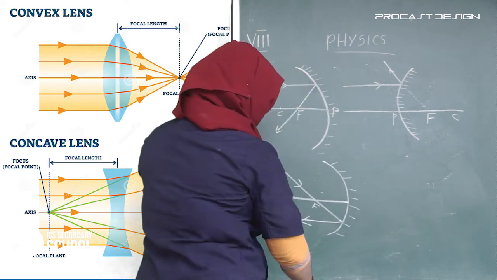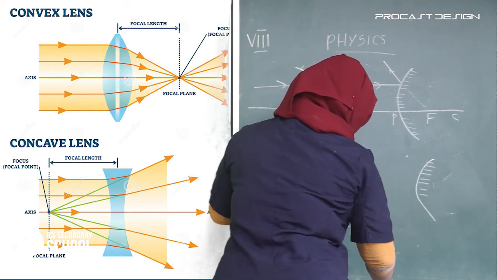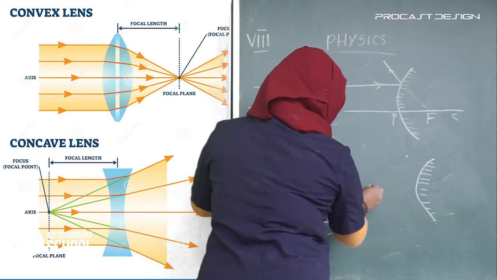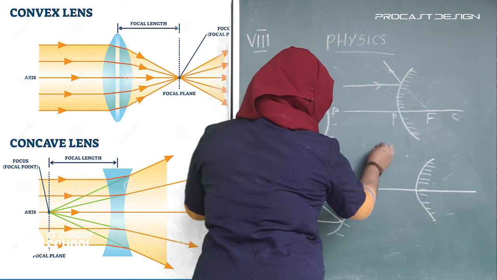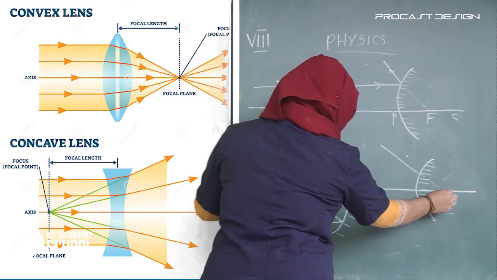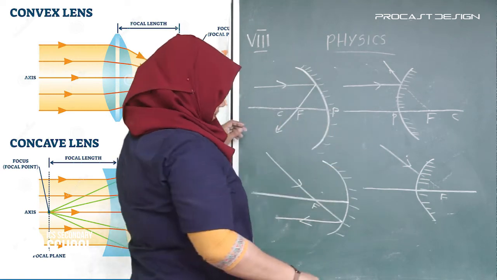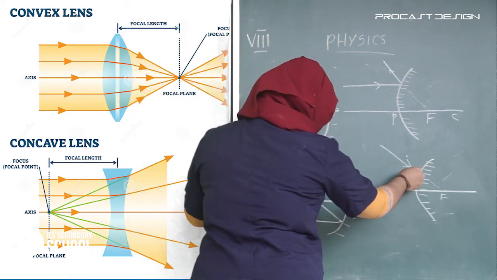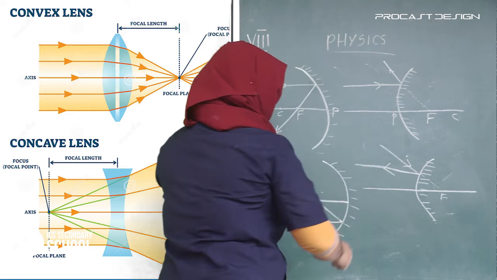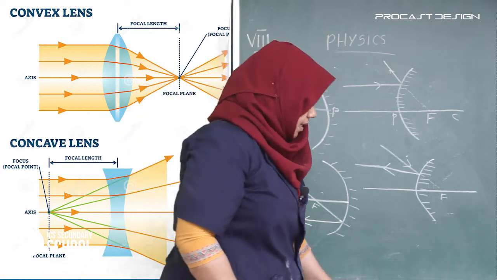Next, in a convex mirror, how do we draw the reflected ray? At the principal axis, if the incident ray goes through F, we can draw the reflected ray parallel. All of you draw this in your textbook completely.